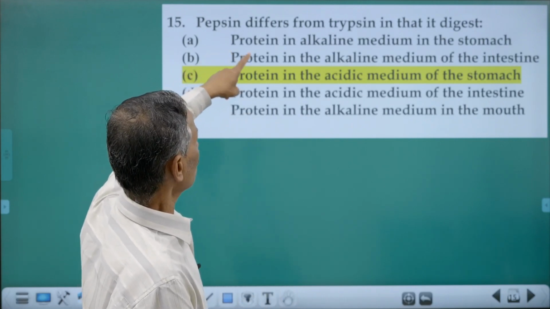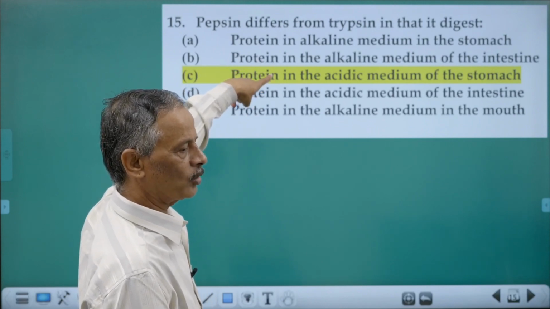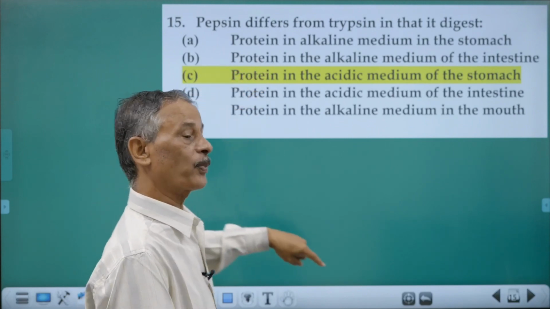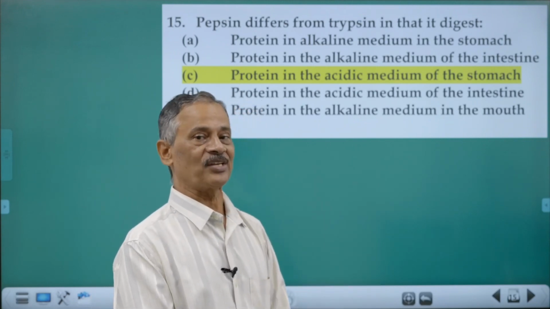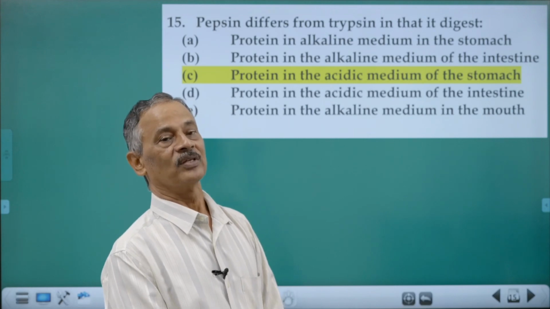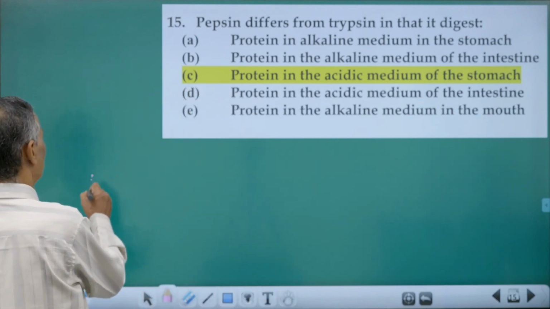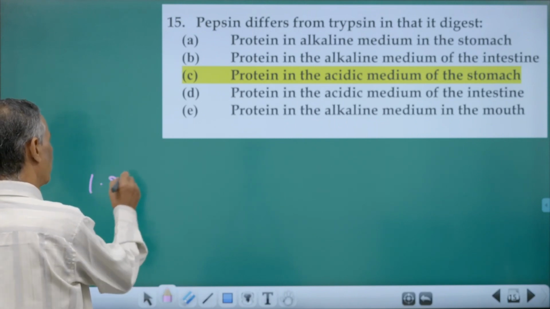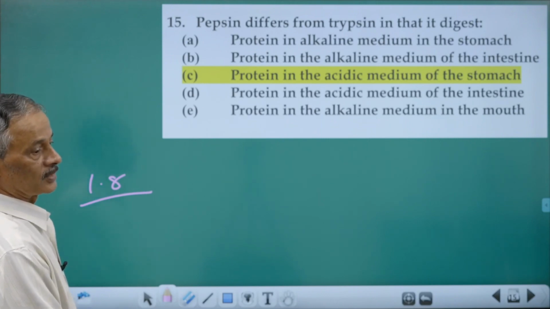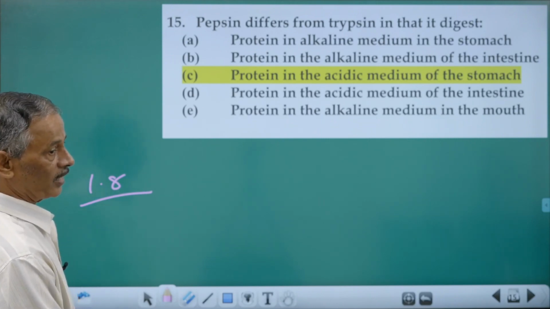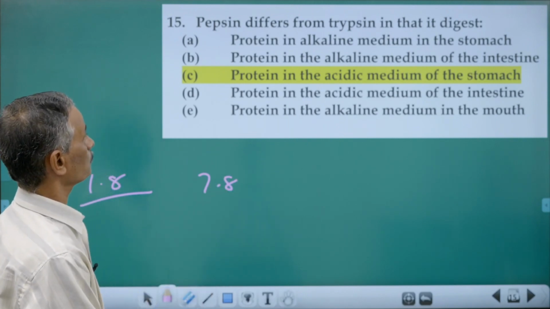Pepsin differs from trypsin. Both of them are digesting protein, acting on protein, proteolytic. Both of them are produced in inactive form. Pepsin is produced in the gastric glands. It is acting in acidic condition. Its optimum pH is 1.8. Whereas trypsin is in pancreatic secretion. Pancreatic juice requires an alkaline medium, 7.8.